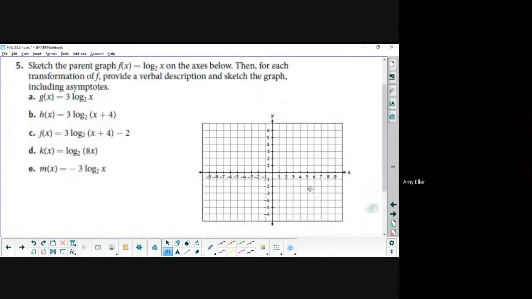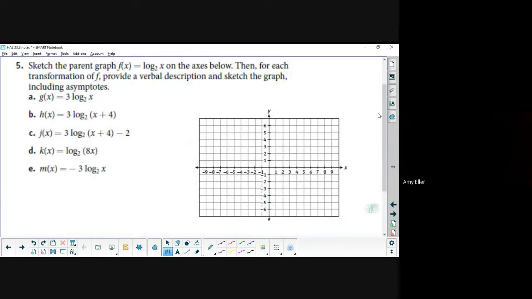We are going to be doing part of this. There are 5 graphs. We're going to talk about all 5. We'll only graph a few of them. So try not to get too far ahead.